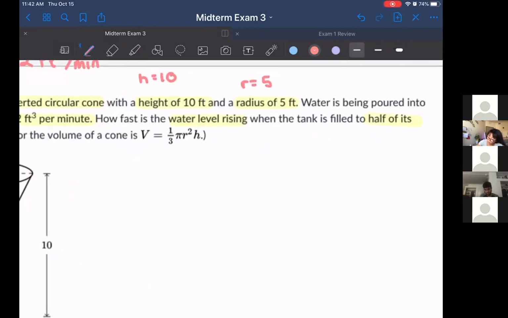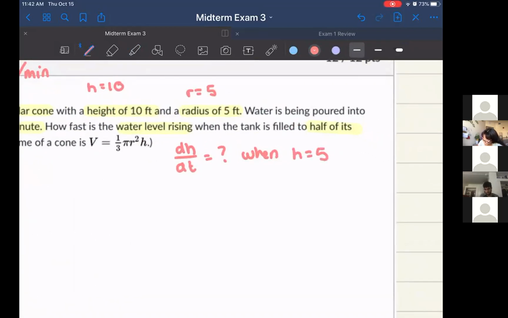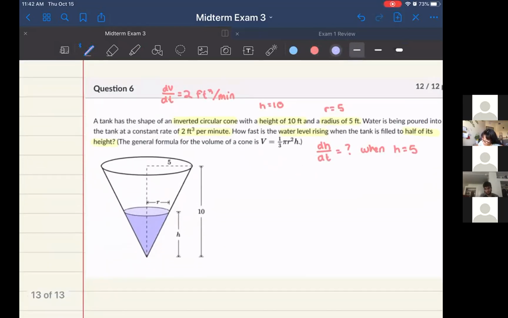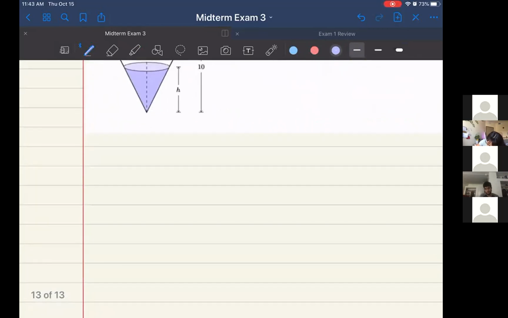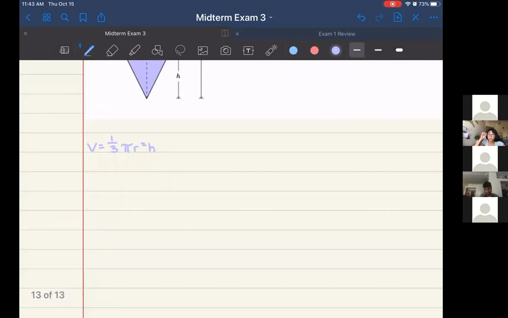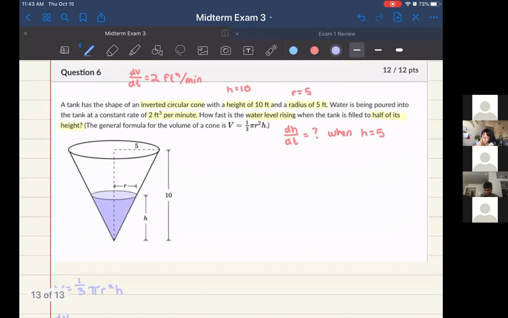All right, so we're asked to find dh/dt when h equals 5, because that's 1/2 of 10. And what I like to do, even though I've written everything down here, is put it in one place at the bottom. So the formula is V equals 1/3 pi r squared h. And then I just write down what we already know. So we know that dV/dt is equal to 2 cubic feet per minute. And do pay attention to whether that's positive or negative, because if it was draining at 2 cubic feet per minute, it'd be negative.